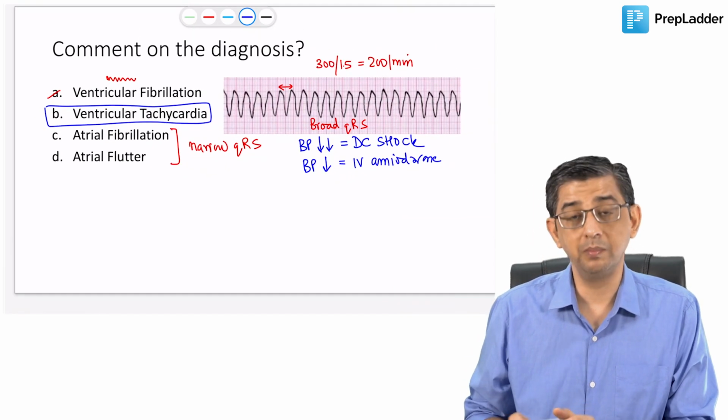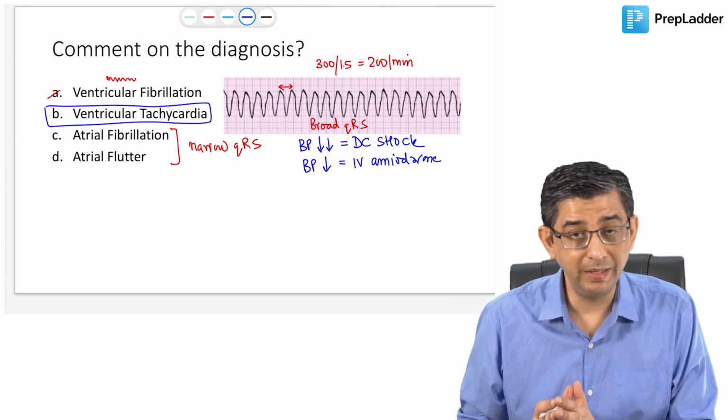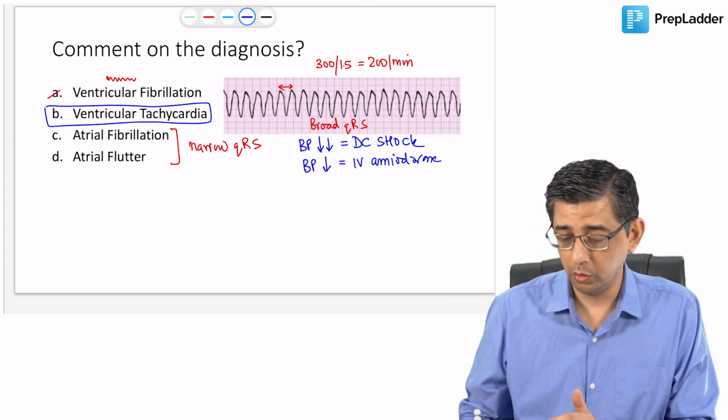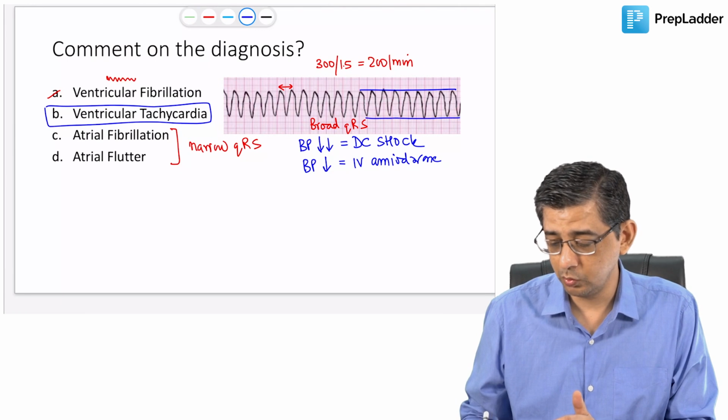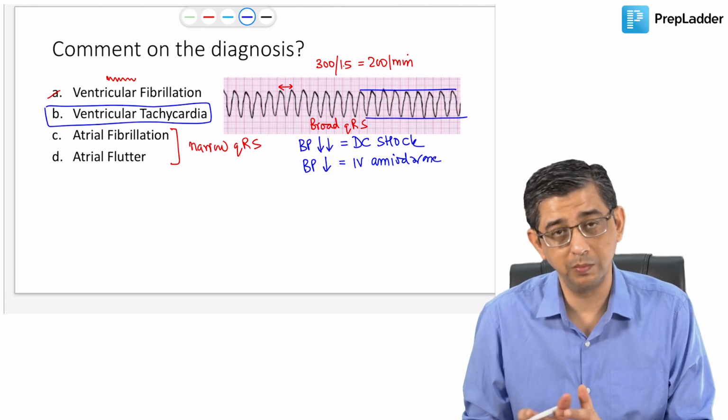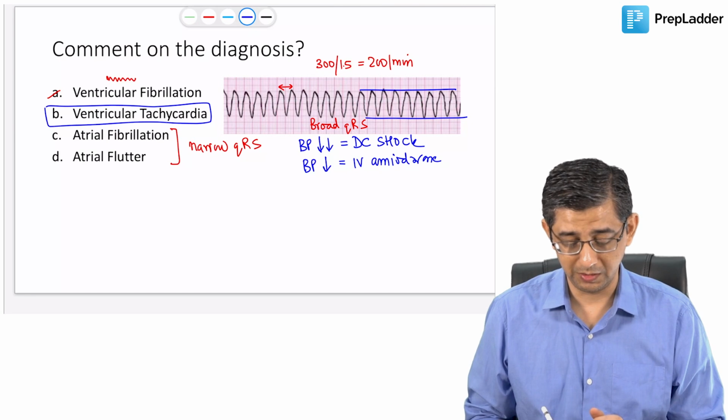So I just want you to remember that the broad complex QRS tachycardia mainly asked in the exam is monomorphic. Monomorphic because the amplitude of all these QRS complexes is almost equal. So monomorphic VT is the diagnosis.